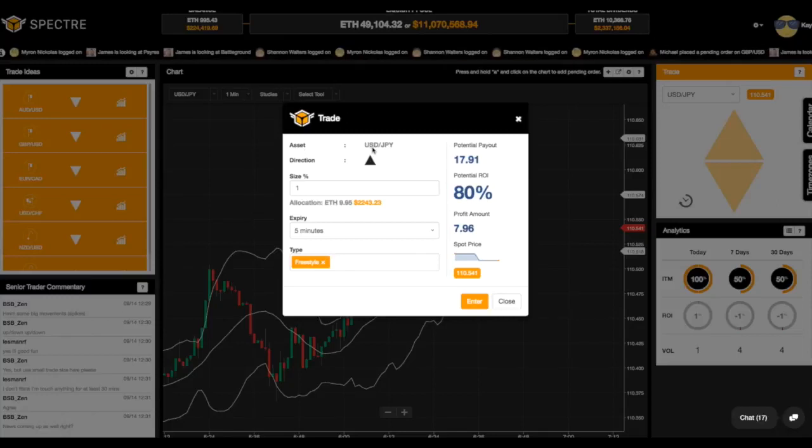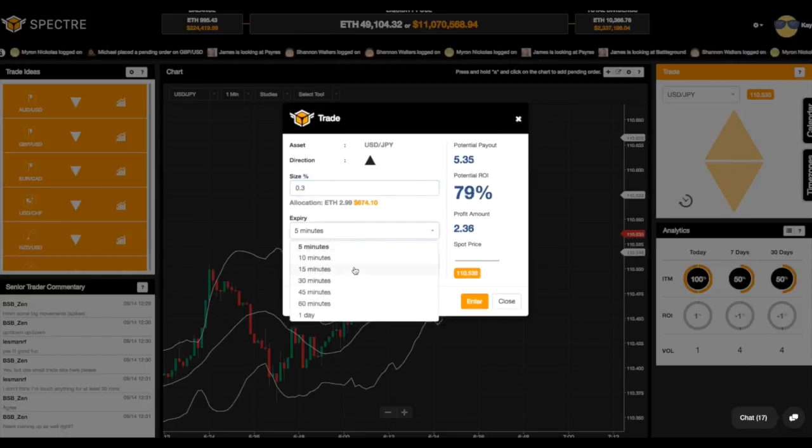So the asset is US dollar Japanese yen. The direction is up because I clicked on up, and I want to go in really small. 9 ethers is a lot. I'm just going to go in with a small position, let's say 3 ethers. The trade will expire in 5 minutes. I can select a range of expirations, but 5 minutes is the shortest.